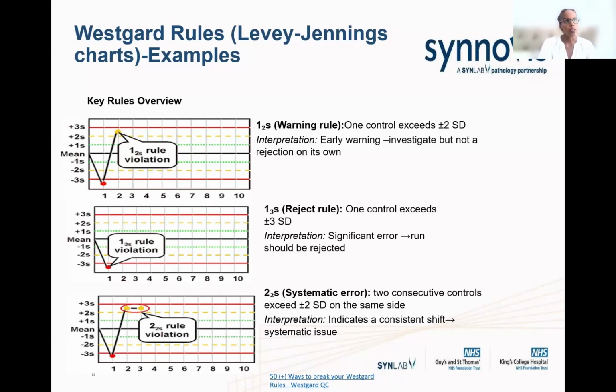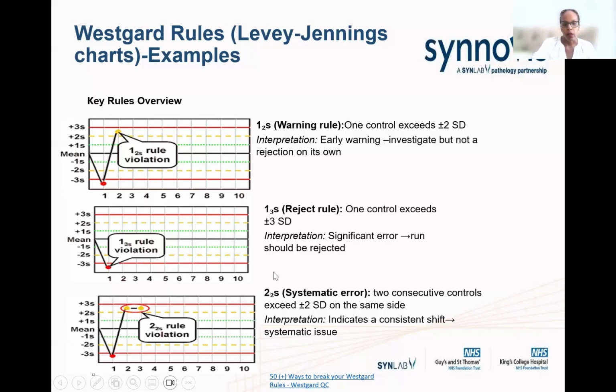If your QC is processed within the run, so you run your QC in the morning and that was acceptable, and then you run it at lunchtime and it fails once, that's random. But if it fails again, then you need to stop the run and check the patient samples are not impacted, because that could indicate systematic error within your instrument.